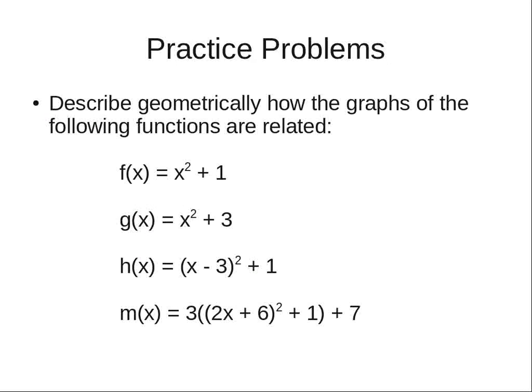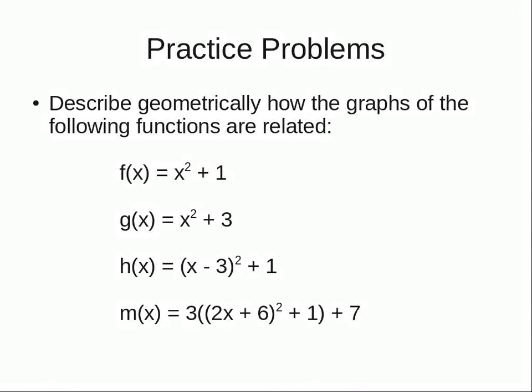Now, would you please describe how the graphs of the following functions are related? I have, for the first function, x squared plus 1, that's f of x. For the second function, g of x is equal to x squared plus 3. For the third function, h of x is equal to the binomial (x minus 3) squared plus 1.